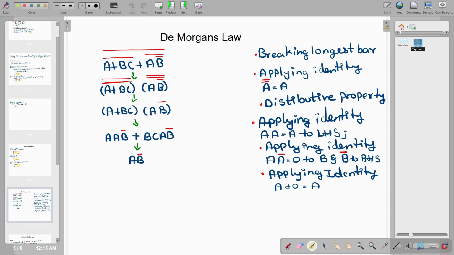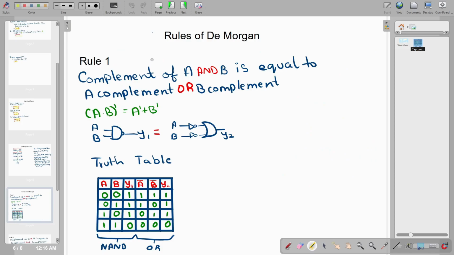Moving further, we'll see De Morgan's law. You can ask me, what is De Morgan's law? De Morgan's law basically has two major rules. Rule 1: the complement of A and B is equal to A complement or B complement. So this is A and B, and this is A complement or B complement.